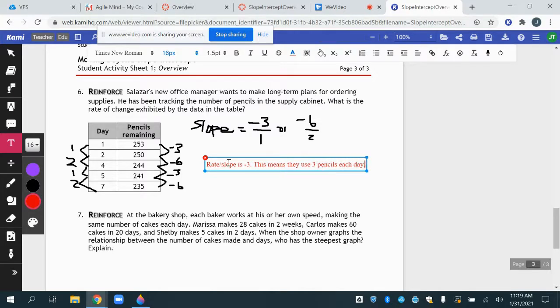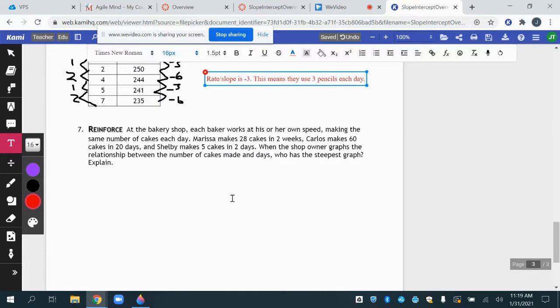And that's the cool thing. This can change, but as long as I keep my numbers lined up and I compare 1 day with 3 pencils, 2 days with 6 pencils, I always get the same thing, -3. They use 3 pencils a day.